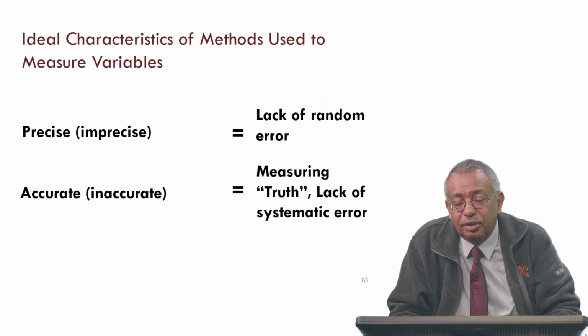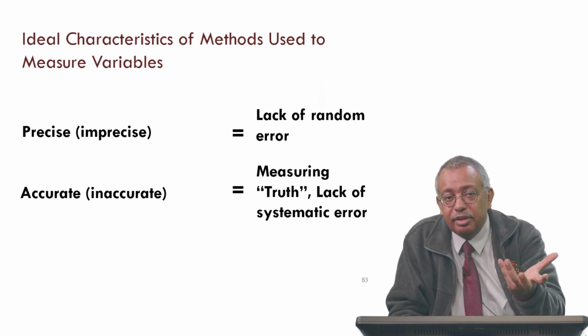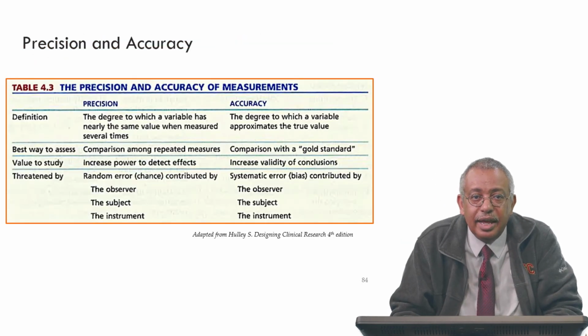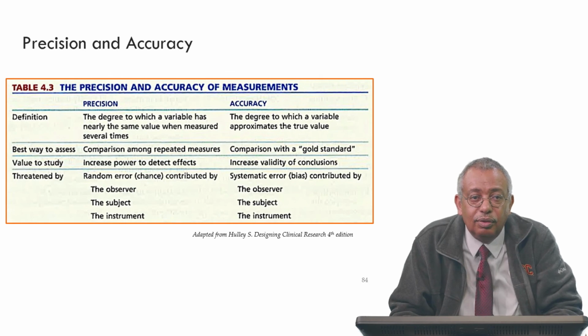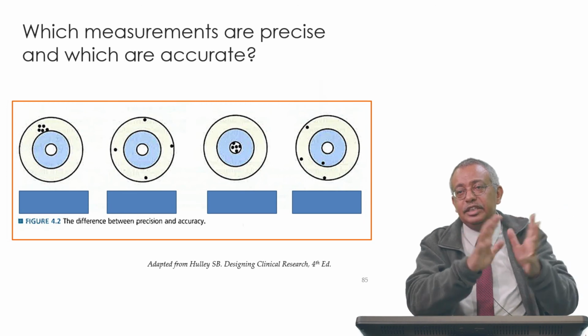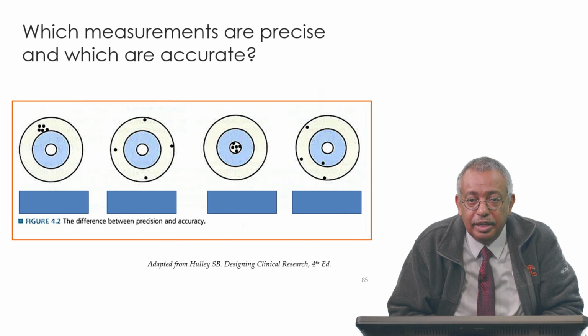What we call precision or imprecision is basically the lack or presence of random error, and accuracy or inaccuracy is basically whether you're trying to measure the truth or not. There are certain definitions, best ways of assessment, the value to the study of precision and accuracy, and the consequences or causes of lack of precision or lack of accuracy. Without going into the details, let's use this cartoon, which is adapted from Hulley's Designing Clinical Research, 4th edition as well.